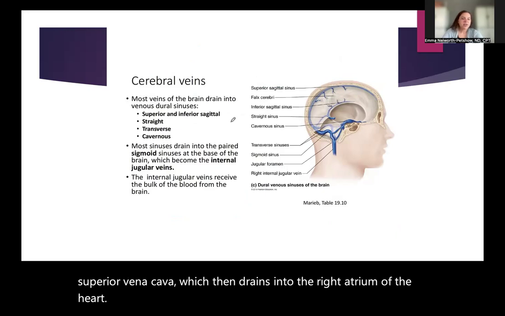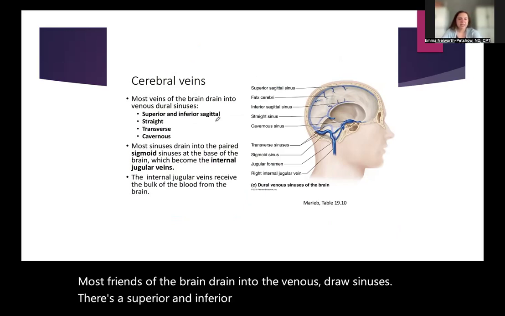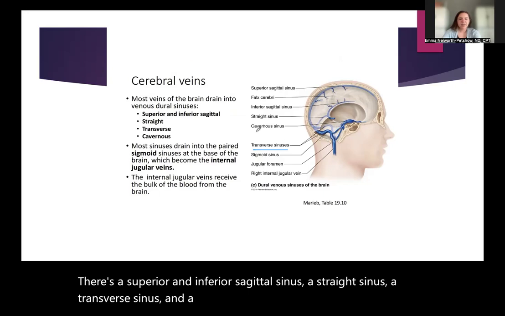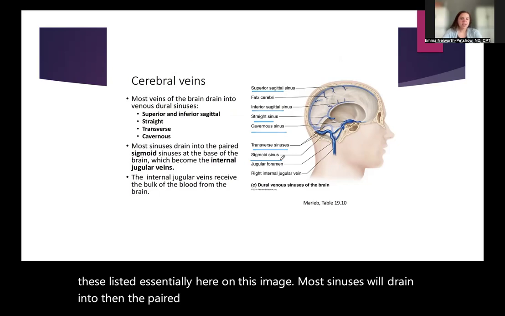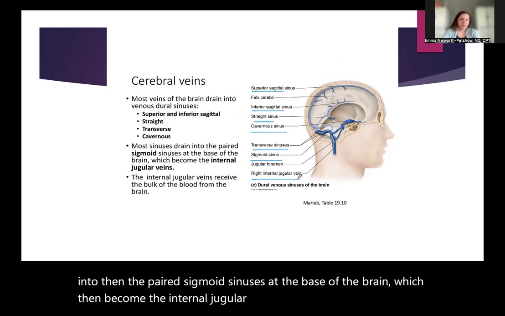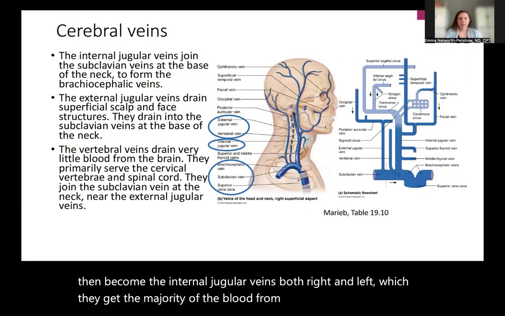Most veins of the brain drain into the venous dural sinuses. There's a superior and inferior sagittal sinus, a straight sinus, a transverse sinus, and a cavernous sinus. You can see all of these listed essentially here on this image. Most sinuses will then drain into the paired sigmoid sinuses at the base of the brain, which then become the internal jugular veins, both right and left, which get the majority of the blood from the brain itself.